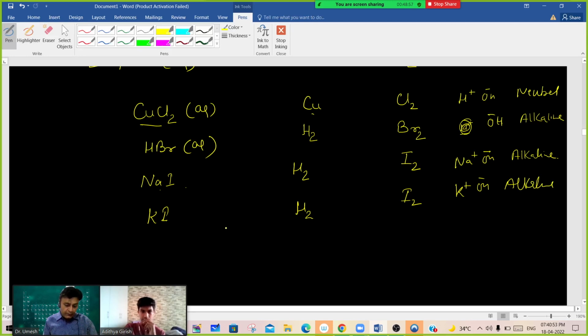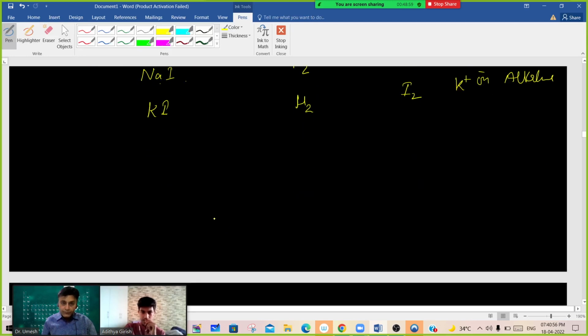Now I'm giving you sulfuric acid, H2SO4, in aqueous medium. So H2 would be formed at the cathode. And OH negative, if that gets discharged, it will produce oxygen gas. So what is left in the solution?